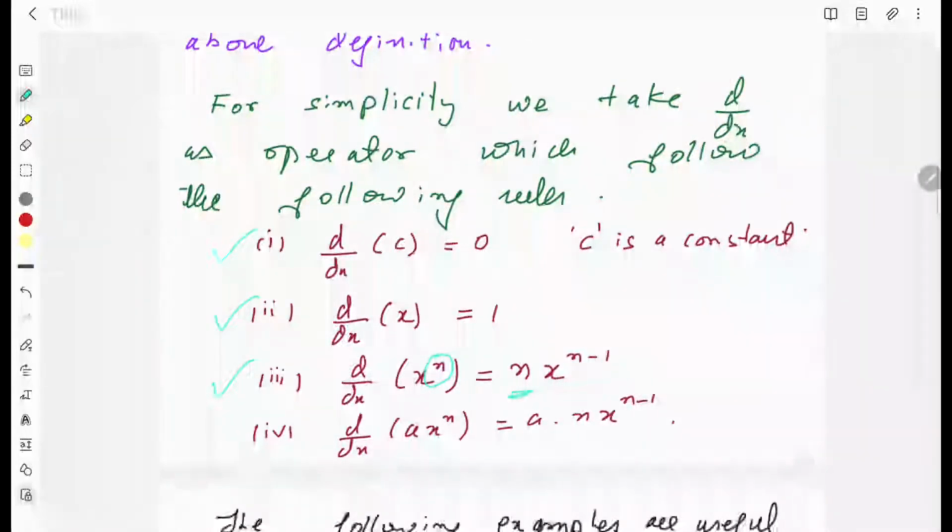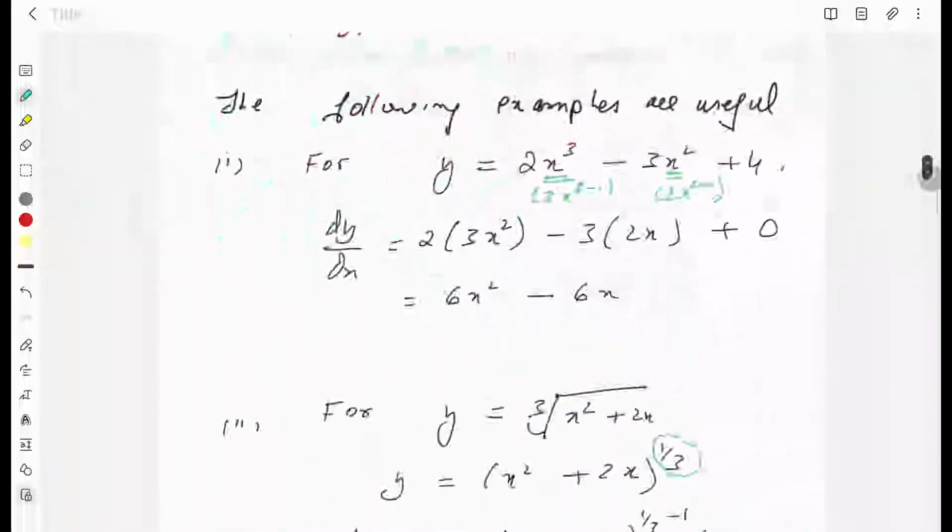And if something is multiplying, then that thing will remain as it is. Mind it that in rule number 1, if the constant number is without any x, then it will become 0. But if this constant number is coming with x, then it will not become 0 like this. Like in case number 4, you can see a is multiplying with x to the power n. So a is still there, the power comes first, and you subtract 1 from the power. I can show you some examples.